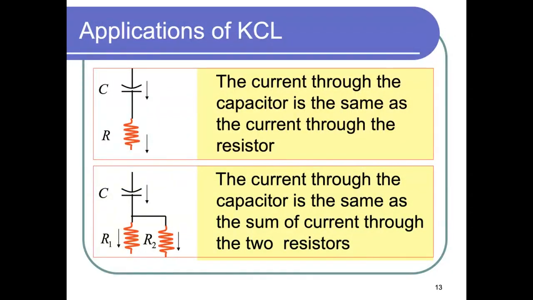The current through the capacitor is the same as the current through the resistor, because I can have a node here, and whatever goes in must be what goes out. Similarly, I can have a node here, and whatever comes out of the resistor will go to the next element. The current through the capacitor is the sum of the currents through the two resistors in this case, because the current that comes in here must be split across the resistors and travel through them. So you need to sum them up in order for them to equal the one through the capacitor.